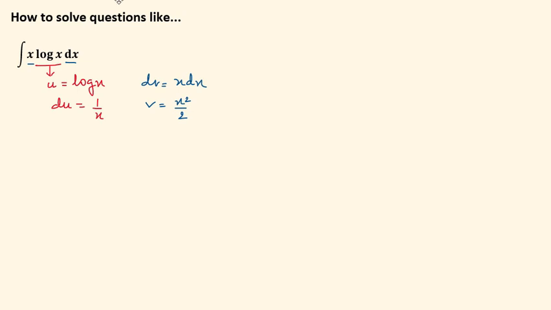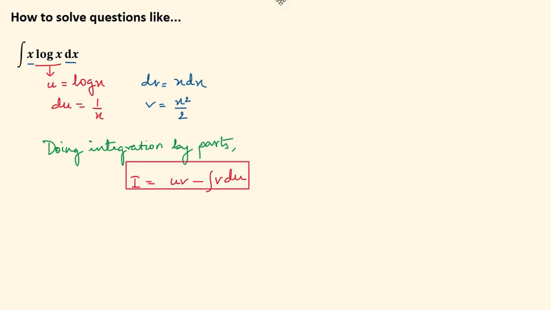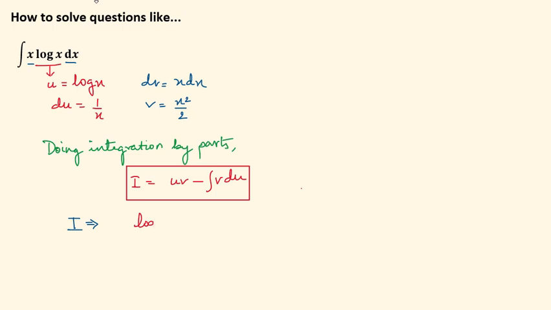So now, doing integration by parts, where I equals uv minus the integral of v du. This is the formula for doing integration by parts. So let's substitute the values into this equation. For this question, I is the integral which we have to find out. So u times v, where u is log x and v is x square over 2, minus the integral of v du.